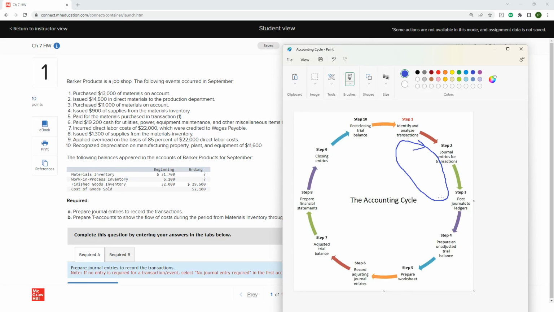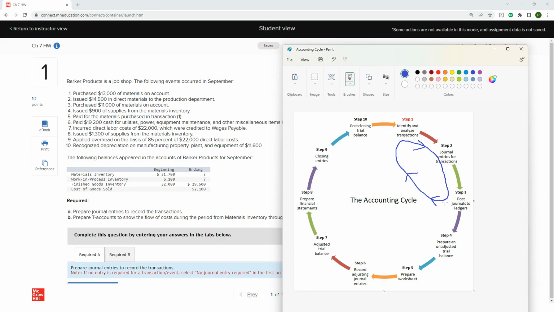So imagine a company like Target or Walmart. Every time they have a sale, they're going to identify that sale as a transaction. They're going to record a journal entry. Then they're going to post it to the general ledger. Then they're going to repeat that thousands or tens of thousands of times every day, over and over and over again. So really there's a mini cycle in this entire accounting cycle. Steps 1 through 3 are going to occur hundreds or thousands or even millions of times depending on the business.